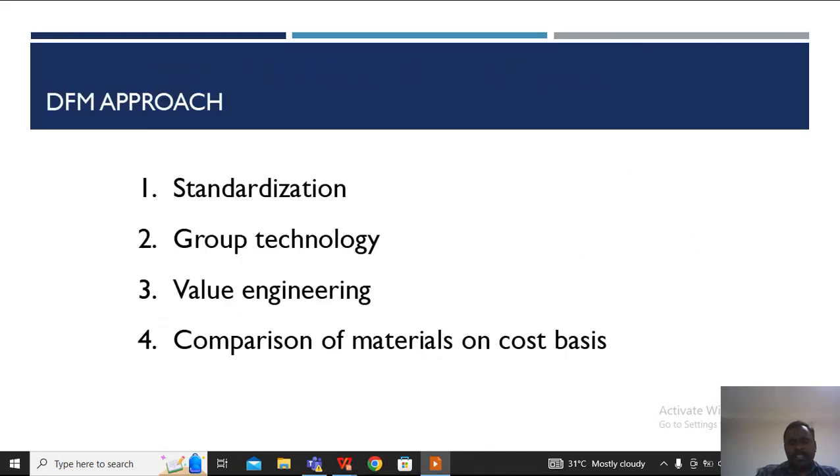And then there are some approaches to attain these types of guidelines. One is standardization, next one is group technology, next one is value engineering, and the comparison of materials on a cost basis. So this is what design for manufacture and assembly will be.